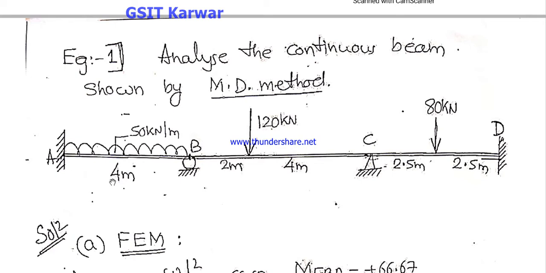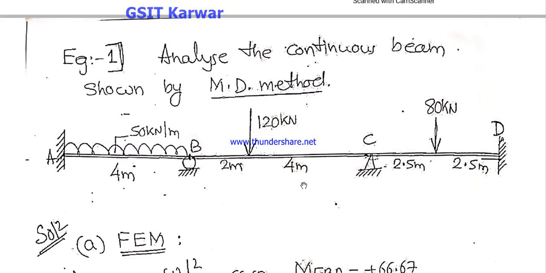And on the span AB of 4 meter, the load applied is UDL 50 kN per meter, and on the span BC, a point load is applied. It is not at the exact center, it is 2 meter from support B. And on the span CD, a point load of 80 kN is applied at the exact center. That means the total CD span length is 5 meter.